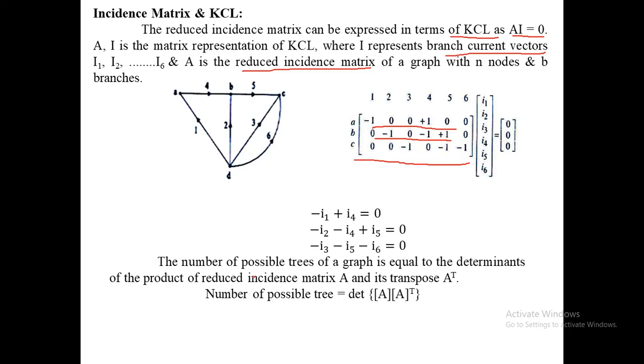Next, the number of possible trees of a graph is equal to the determinant of the product of the reduced incidence matrix A and its transpose A transpose. We can calculate the number of possible trees as the determinant of A into A transpose.